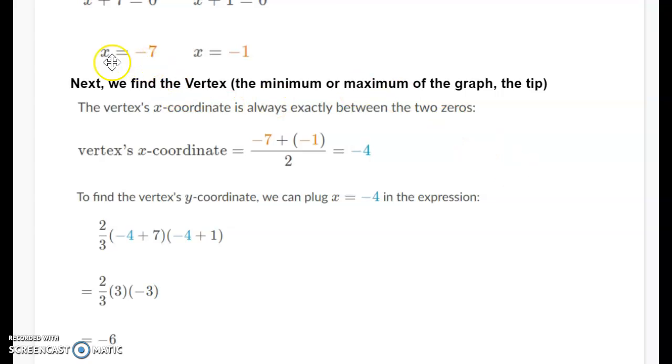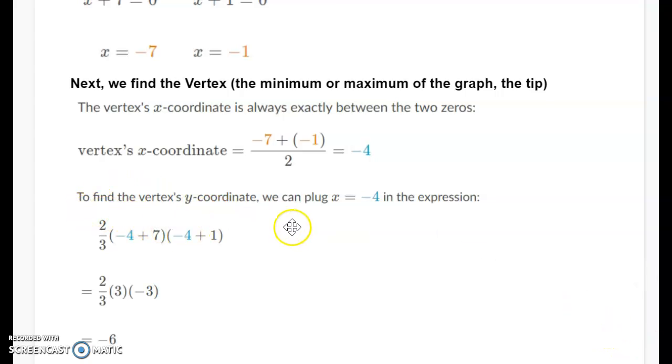Okay, so we're going to take the zeros that we found, -7 and -1, we're going to add them together to find how much distance is between them, and then we're going to divide by 2, and you will have your x-coordinate. Okay, so this is just the x-coordinate. So we'll write that down off to the side. X is -4. Then we need the y-coordinate so that we can know if it's the top part of the graph or the bottom part of the graph.